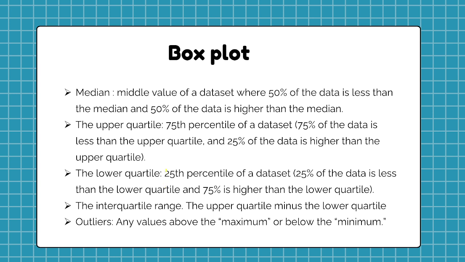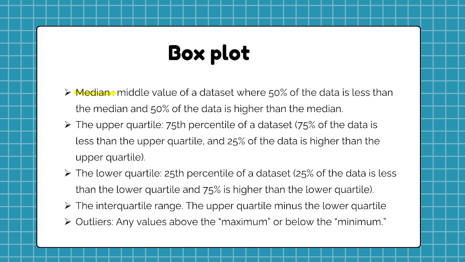Okay, in the previous figure, the box plot illustrates the medians and also the lower and upper quartile. So there is a meaning for each of these values in the box plot. The median value in the box plot means the median value of the data set, where 50% of the data, from all the samples that we have, is less than the median, and 50% of the data is higher than the median.